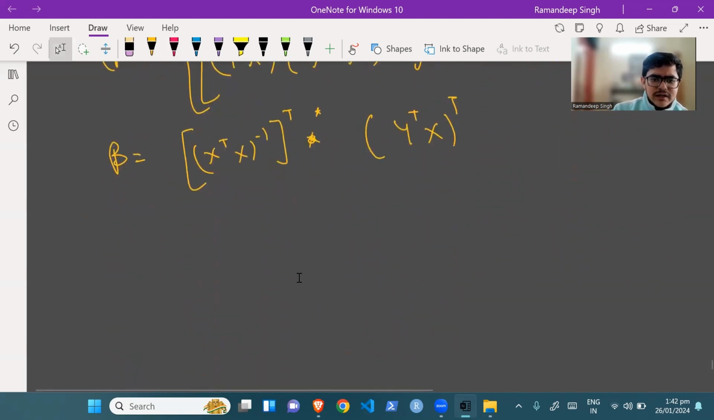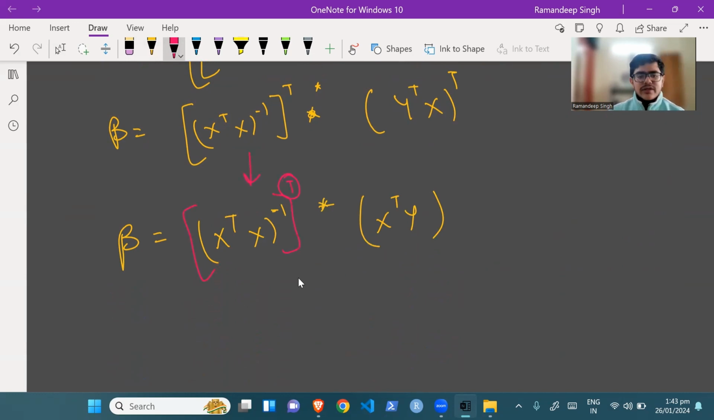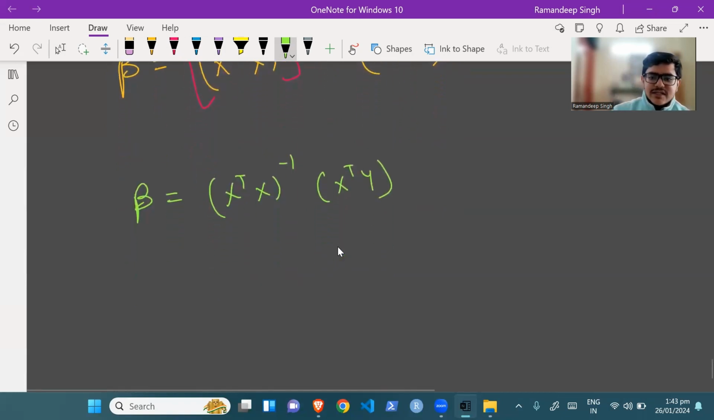And now, yeah, it will become beta is equal to X transpose X inverse multiplied by X transpose Y. And you will notice here that I have removed the transpose from here because this matrix is a symmetric matrix. So its transpose will be equal to the original matrix, and I will prove to you how this matrix is a symmetric matrix. Okay, I will make a next part of this video to prove this. And now finally we have got our beta matrix, which is beta is equal to X transpose X inverse multiplied by X transpose Y.